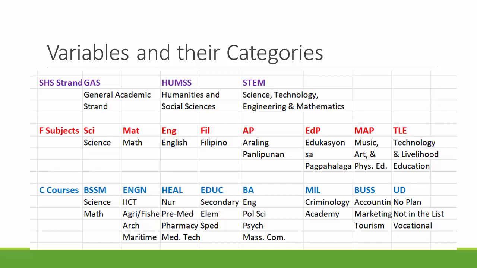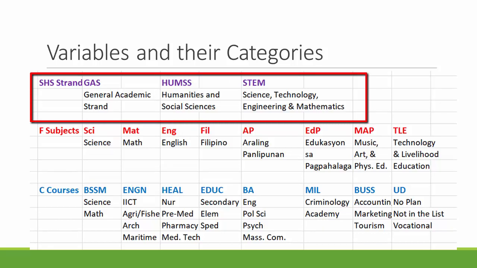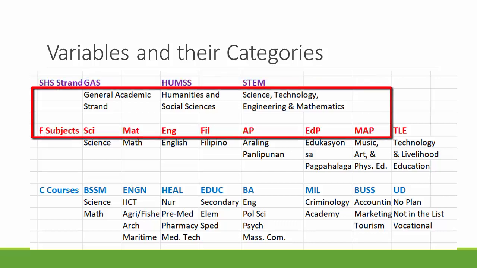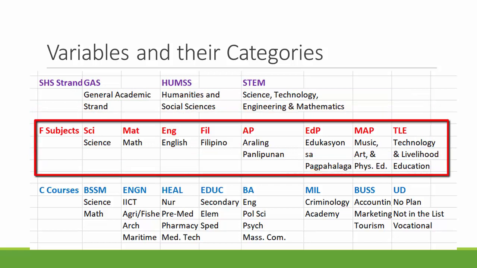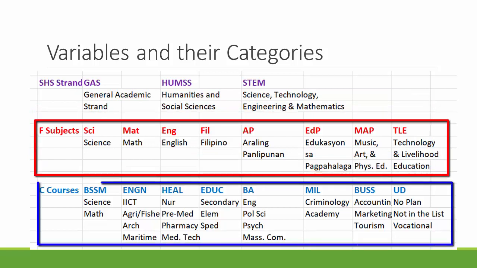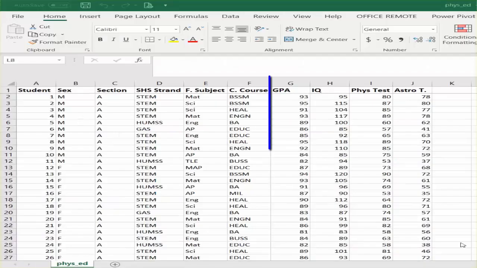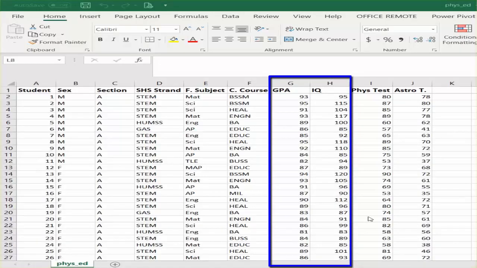Okay, so we have 3 strands: GAS, HUMSS, STEM. GAS stands for general academic strand, humanities and social sciences for HUMSS, and science, technology, engineering, and mathematics for STEM. For the latter we will be using these favorite subjects and college courses. Their GPA in science was retrieved together with their IQ score.